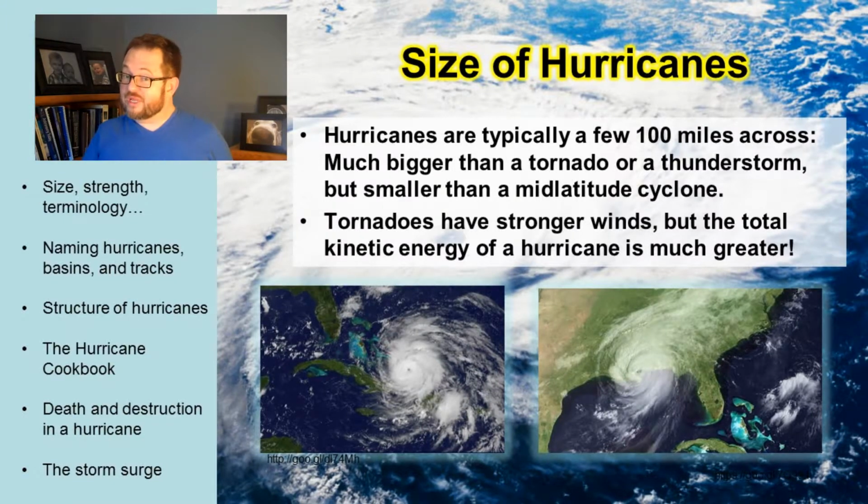Tornadoes do have stronger winds than hurricanes. You remember, tornadoes have winds of maybe like 300 miles per hour. Hurricanes, a really strong hurricane has winds of like 150 miles per hour. The vast majority of hurricanes are more like Category 1 at around 70 miles per hour. But tornadoes are much, much smaller than hurricanes. Tornadoes are no more than maybe a mile across. So the total kinetic energy in a hurricane is actually vastly greater.